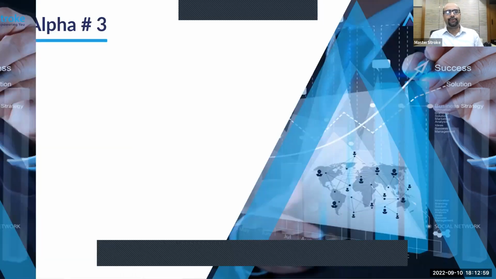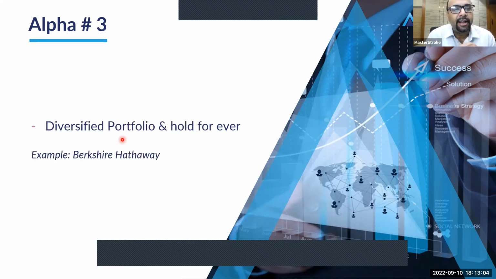Let's look at alpha number 3. This is absolutely the opposite of alpha number 2, which is a concentrated portfolio, and this is a diversified portfolio and hold forever. This is, again, my disclaimer, that these are my personal opinions. You may accept it, you may reject it, and do whatever works for you. Now, different people have different behavior, different temperament, different understanding. So all these 4 strategies will work, but you have to be the best in that strategy.